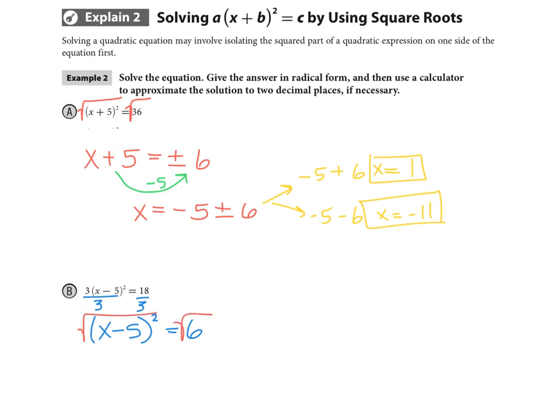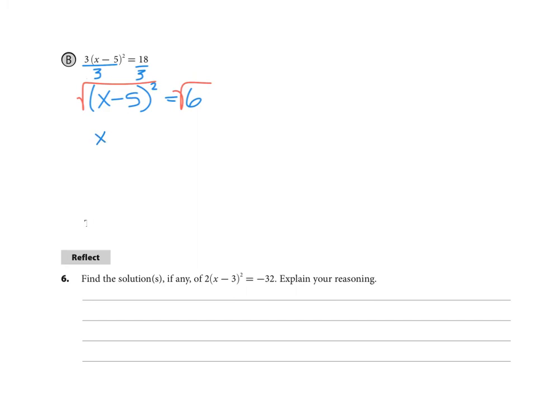That's going to give me x minus 5 equals plus or minus. There is no square root of 6. The only thing that goes into 6 is 2 and 3, and neither of those are perfect squares, so I'm just going to leave it as the square root of 6. Very similar to that square root of 10 we had at the beginning of the video. And now I'm just going to do the same thing.